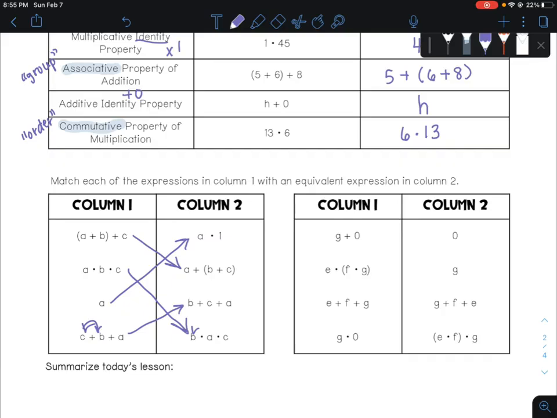Column 1 over here in our last chart, G plus 0. That's just G. E times the group F times G. And I see over here another group, but it's different. Those are still equivalent using the associative property. E plus F plus G. Change the order. You're going to get G plus F plus E. Completely changed the order on that one, and it doesn't matter at all. They're still the same. You can add in any order. Lastly, G times 0. Doesn't matter what G is. It's still going to be 0 if we times by 0, and that's the zero product property.